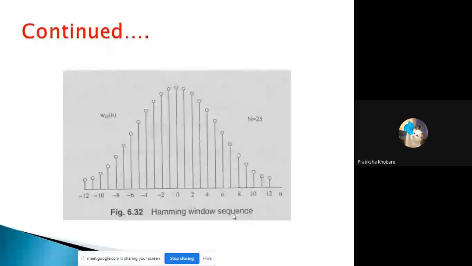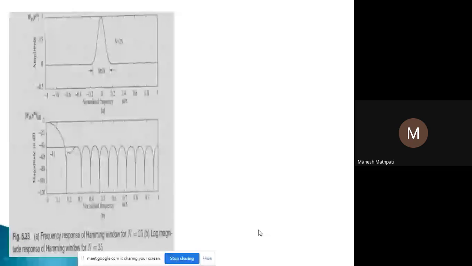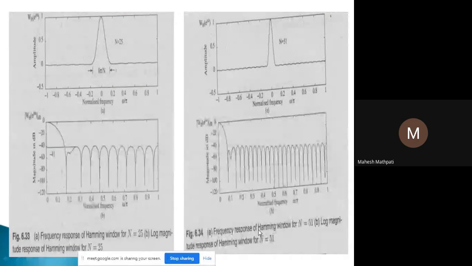Finished? Yes, sir. Okay. Now let's move further. What are you observing? What is the difference here now? If you compare this graph with the previous graphs, what difference are you observing?